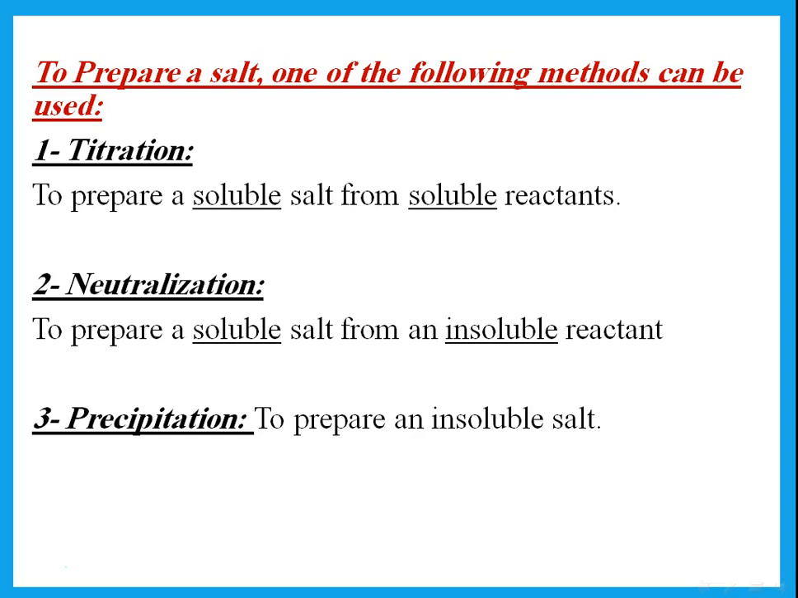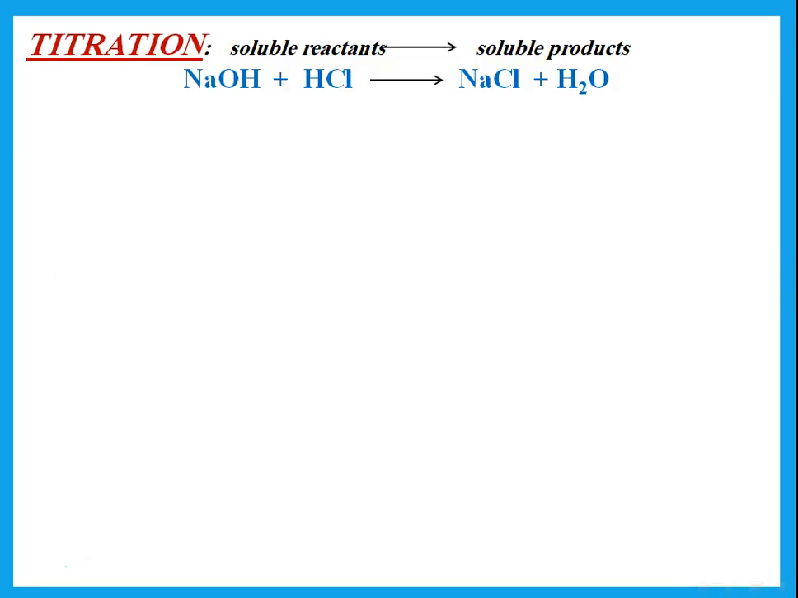Remember, this is the name of the method, not the name of the reaction. We talked about the neutralization reaction, which is a reaction between acid and base. Well, here this is the name of the method. Okay, precipitation. Precipitation is a reaction in which what is formed is not soluble. So when what is formed is not soluble, it comes down and it's called a precipitate. So this is called a precipitation reaction. So let's talk about each of these.